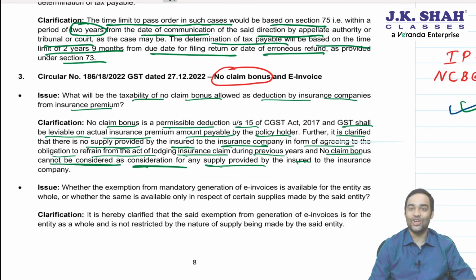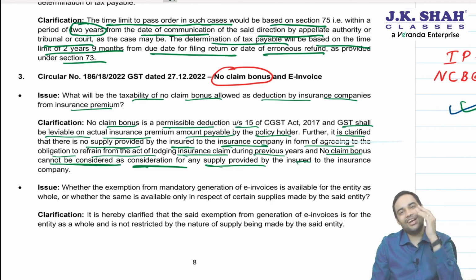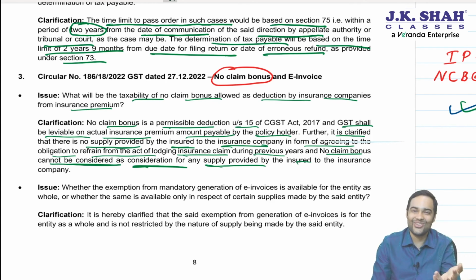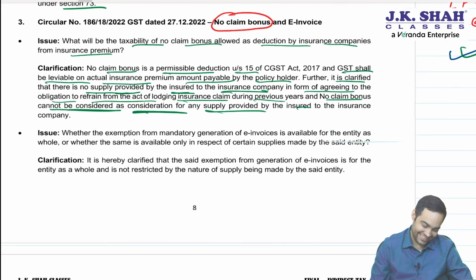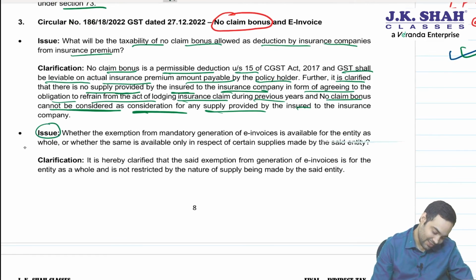Obviously, I am not agreeing not to claim. People, why do I take an insurance policy? So that I can claim. And imagine I am signing that I agree not to claim, you give me no claim bonus. That's not liable. Okay. The next issue, you will mark it as important for case study.